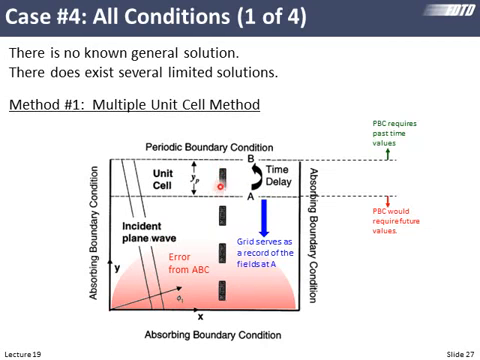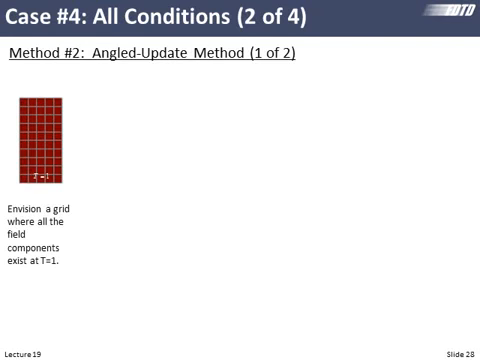Now, we're sacrificing some efficiency here. Instead of just being able to model one unit cell, now we're modeling some number. And it's not always straightforward to figure out how many unit cells we need to have this error region. Then there's another technique called the angled update method. And this is probably the best technique I know of for handling this, but even still, it's a little bit limited.